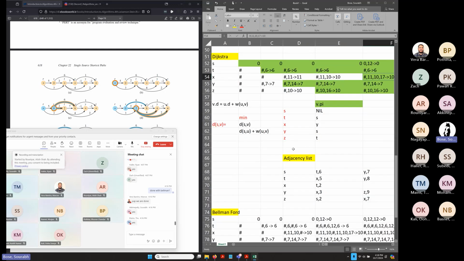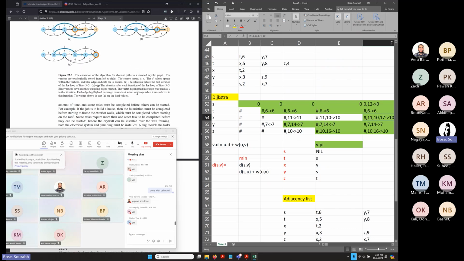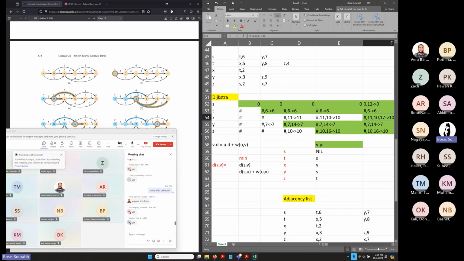I want us to note when we do shortest path DAG, even if it's a graph, the time complexity is just that of V plus E topological sort. That's it. No log V, no V cube, nothing.